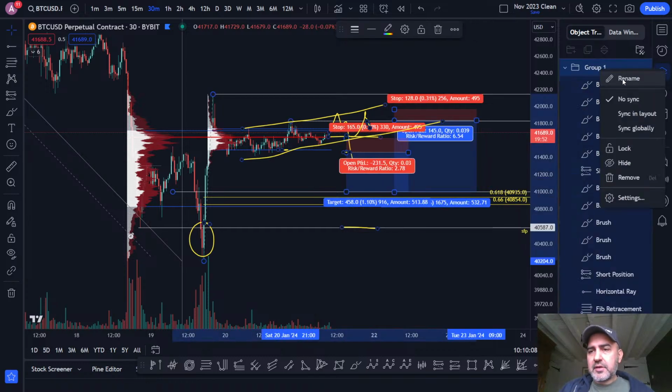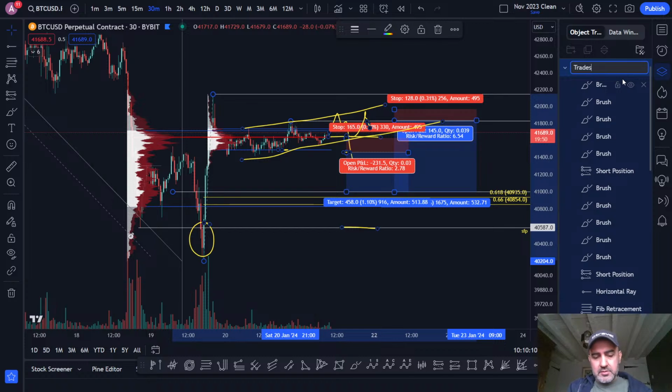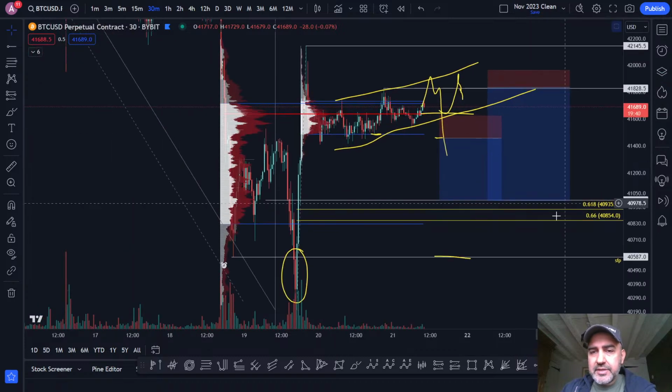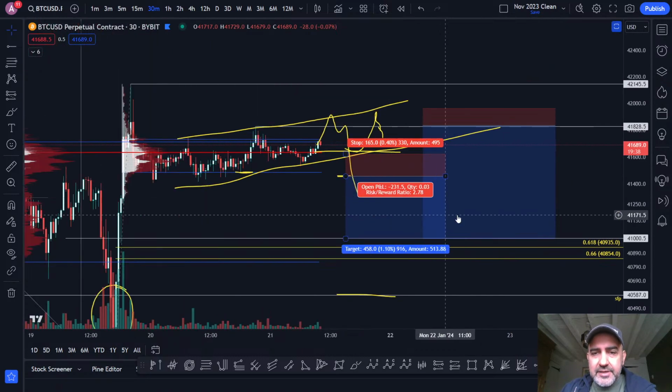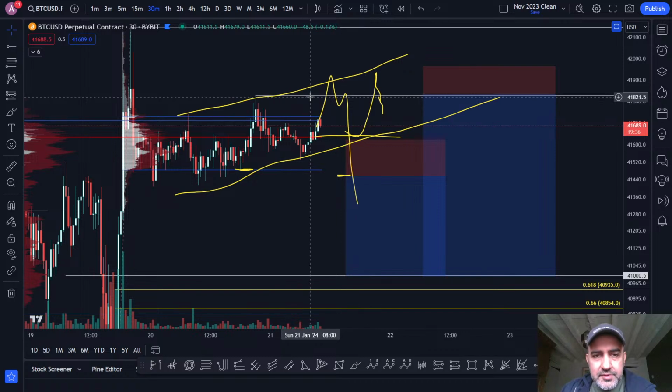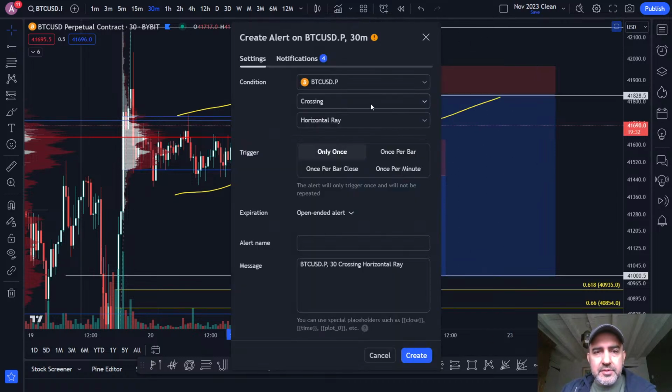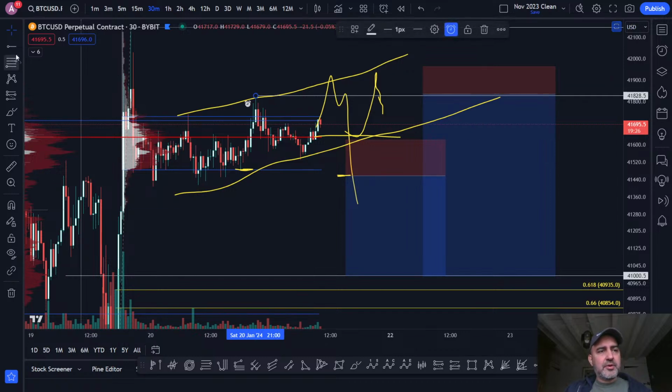Let me just create that rename. Just add that there. What else am I going to do? I'm going to add an alert as well, because I think I might take this trade. It's good to set alerts. So I'm going to do an alert on this top. Let's be sure. And then I'm also going to put an alert on this low here.